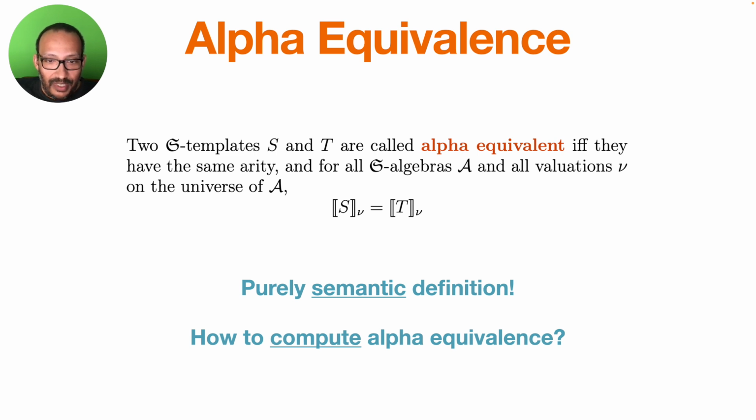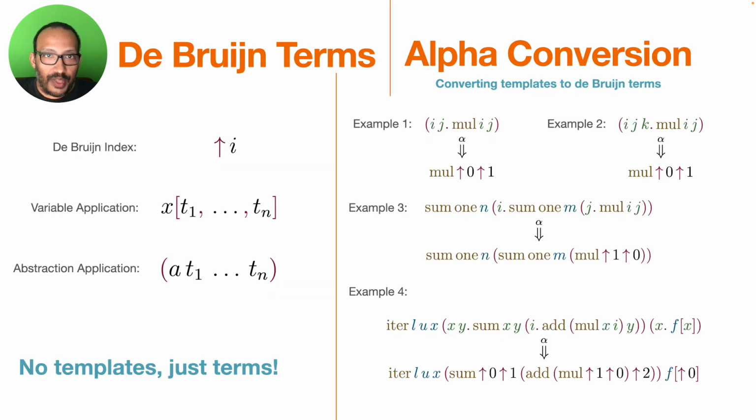Okay, but it doesn't tell us anything about how we actually compute, for two templates, whether they are alpha equivalent or not. And for this, we use a common device, de Bruijn terms. In abstraction algebra, the idea of de Bruijn terms is that instead of bound variables, you have these indices which refer to bound variables.